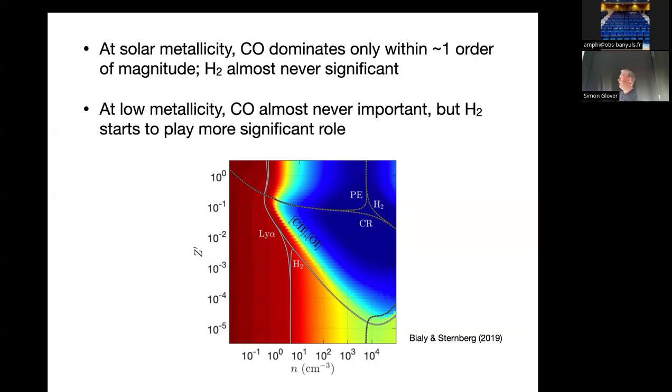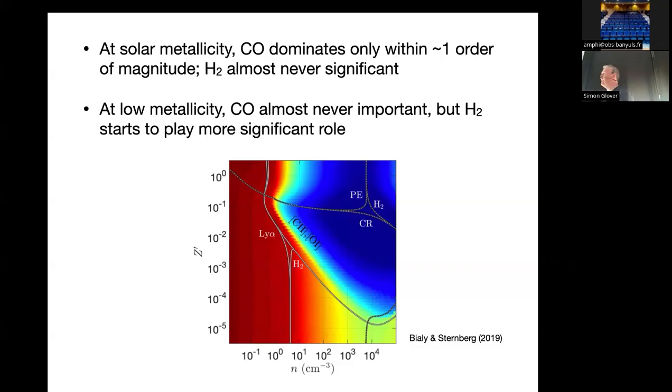And again, at solar metallicity, H2 cooling is almost never significant because the gas cools down quickly enough to temperatures where H2 cooling is too slow. Now, this is not true at low metallicity. If we're interested in modeling the low metallicity interstellar medium, so in very low metallicity dwarf galaxies or galaxies in the early universe, then we get into a regime where you start being dominated by H2 cooling.